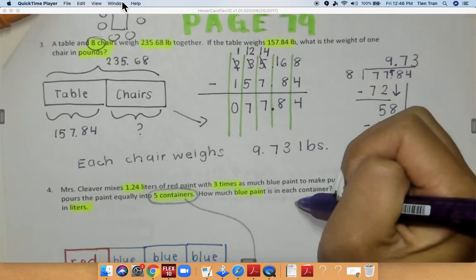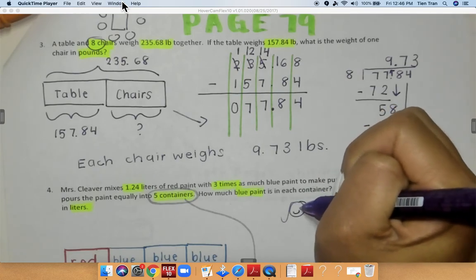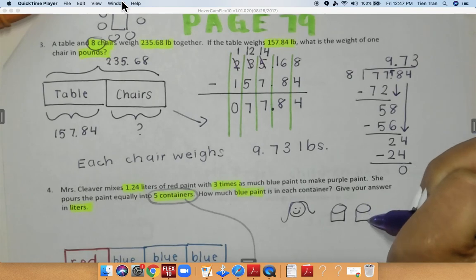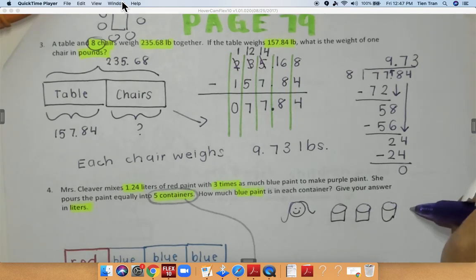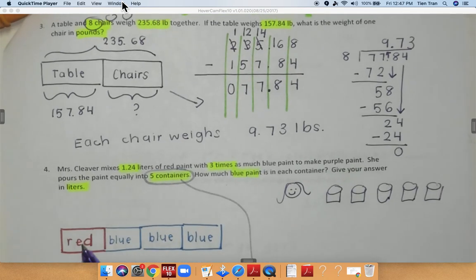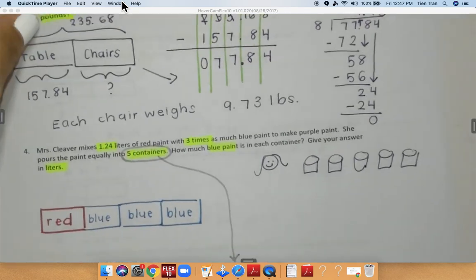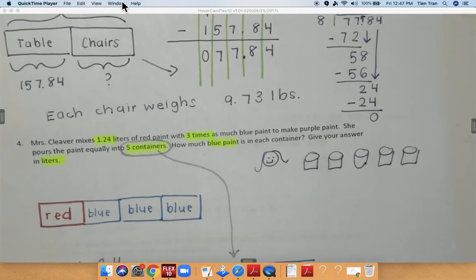So I'm imagining a lady. She's pouring paints, and there are 5 different containers: 1, 2, 3, 4, and 5. Okay, she's pouring them in equally. So I have my red, blue, blue, blue paint. That's what I know so far.